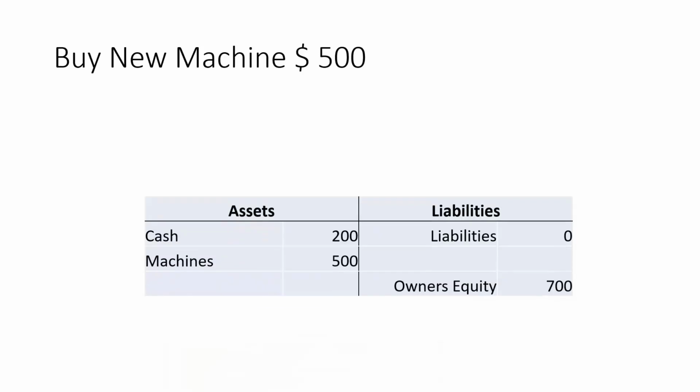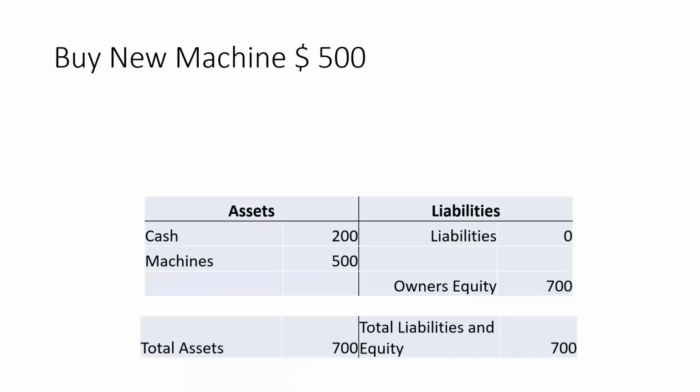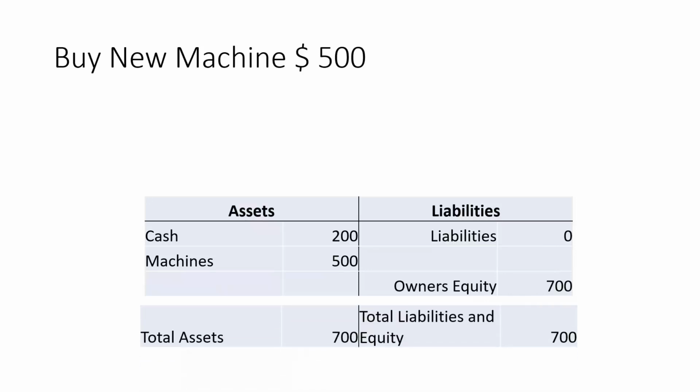Now let's assume we use the $700 in the next period to buy a machine for $500. So now our cash decreases to 200 and plant and machine goes up to 500. Owner's equity remains at 700. So the left hand side is 700 and the right hand side is 700. The way we get 700 on the left hand side is we add the 200 with the 500.